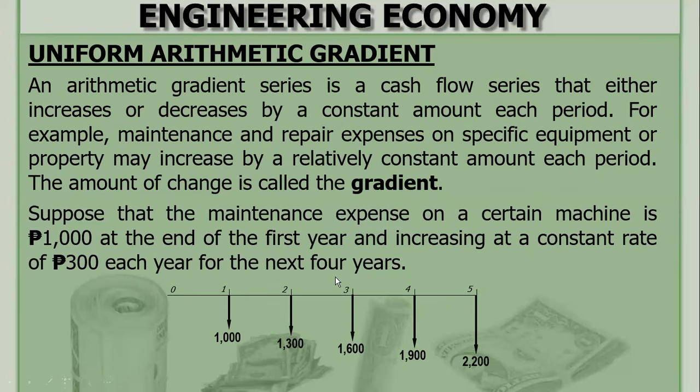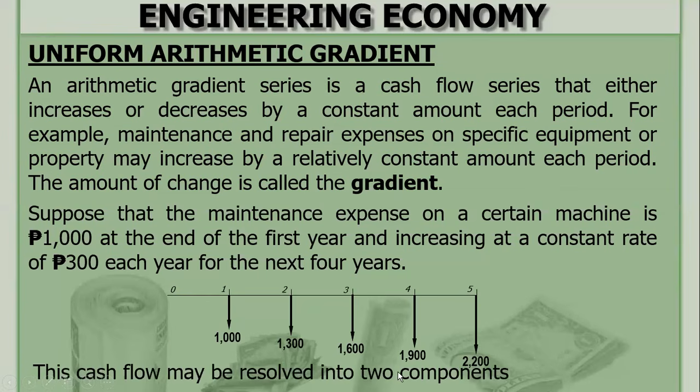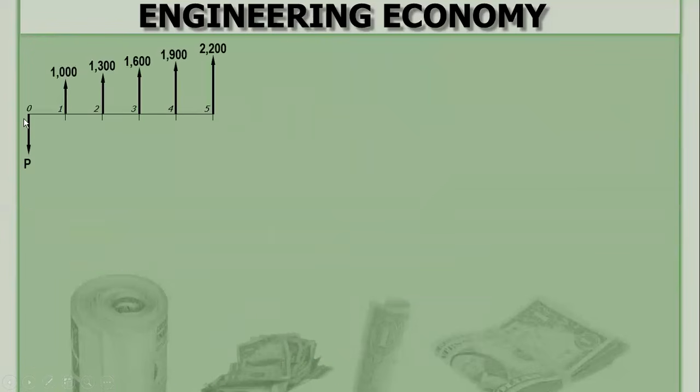So the problem now is, how are we going to get the equivalent value of P or F, given this type of series? This cash flow may be resolved into two components. So this is the original cash flow, and we're going to resolve this into two components. We have n equal to 5 periods.